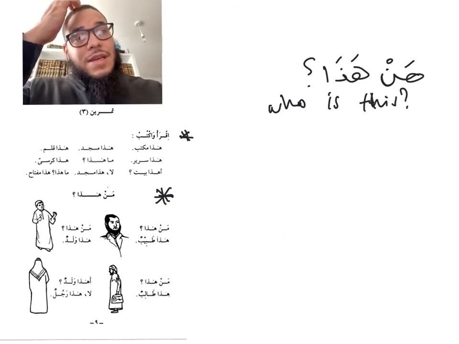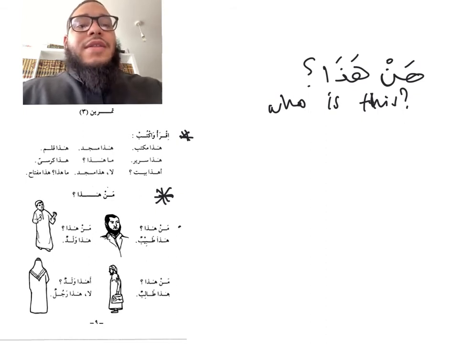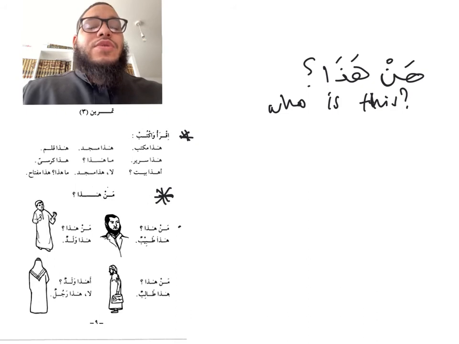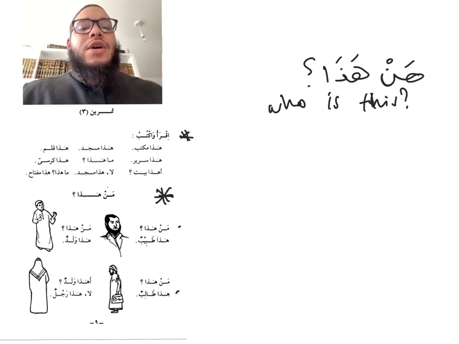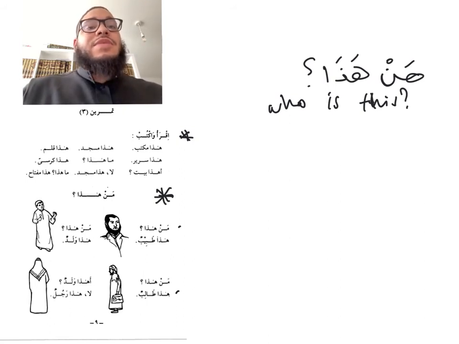So in the first part we can see here, Man hadha, hadha tabibun. Who is this? This is a doctor. Man hadha, who is this? Hadha waladun. This is a boy. Man hadha, who is this? Hadha talibun. This is a student. Ahadha waladun? Is this a boy? La. Hadha rajulun. So in this lesson, now we have learnt some nouns of names and titles of humans. So waladun meaning a boy, tabibun a doctor, talibun a student, rajulun a man.